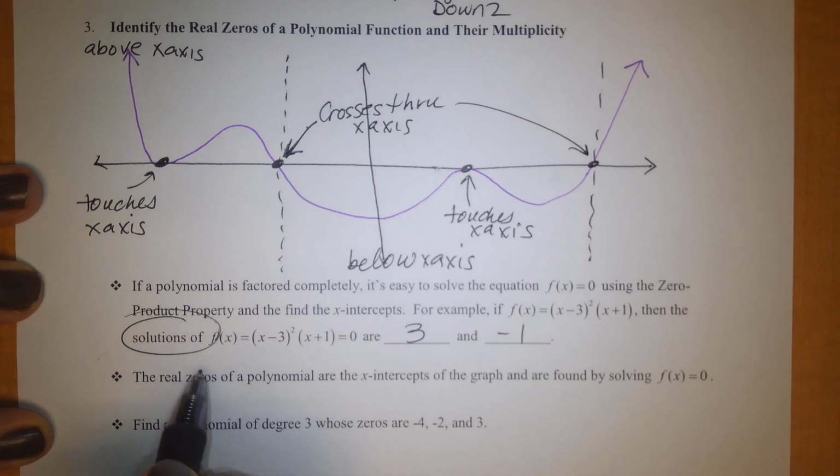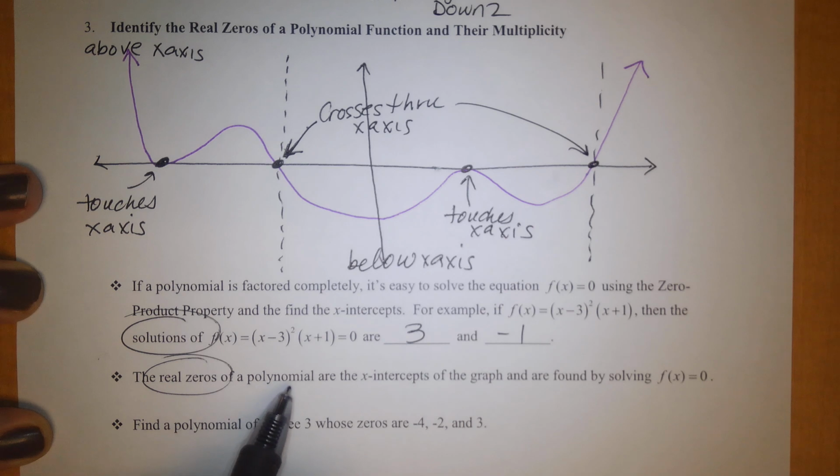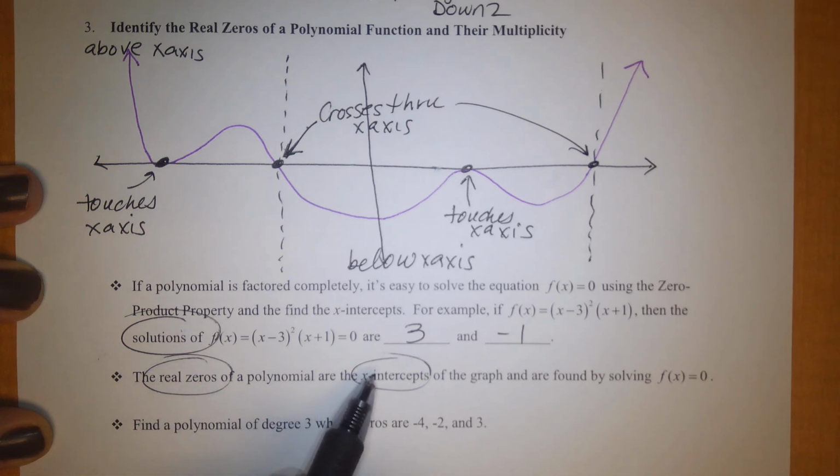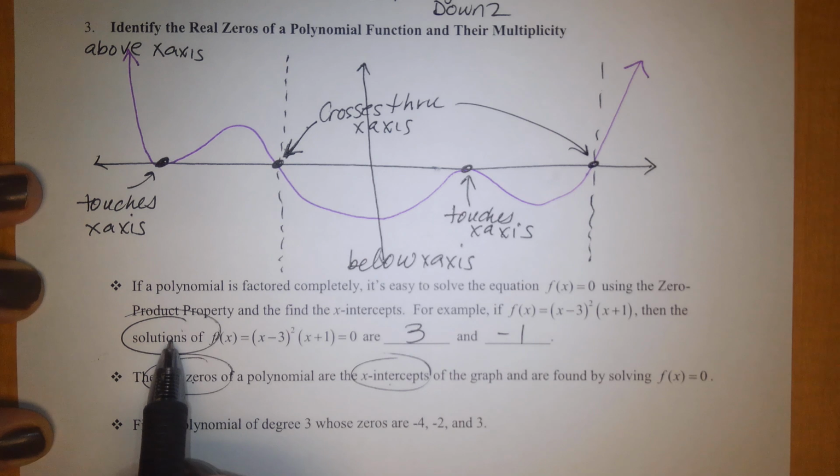The solutions are also called the real zeros. The real zeros of a polynomial are also called the x-intercepts. These three words can be interchangeable in a polynomial function. So the x-intercepts of a graph are also the zeros of the graph, which are also called the solutions of the graph. So let's do an example.